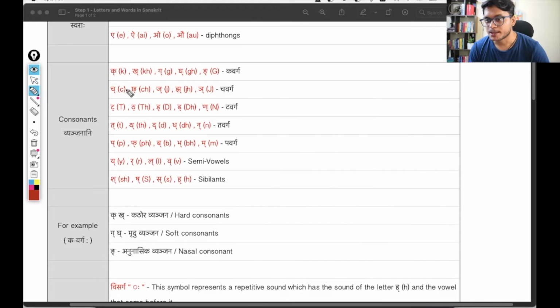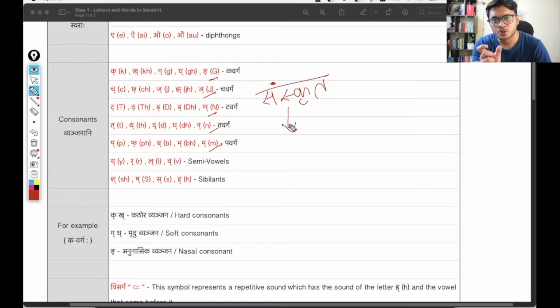Now I'm going to tell you something interesting. You remember I took one example when I was explaining anuswar, the very common word, this, and you have an anuswar here. Now you will ask me that you said that if you encounter an anuswar and you want to replace it with an anunasik consonant, you just find which consonant comes after anuswar and you replace it with the anunasik vyanjan or the nasal consonant of that same group, right?